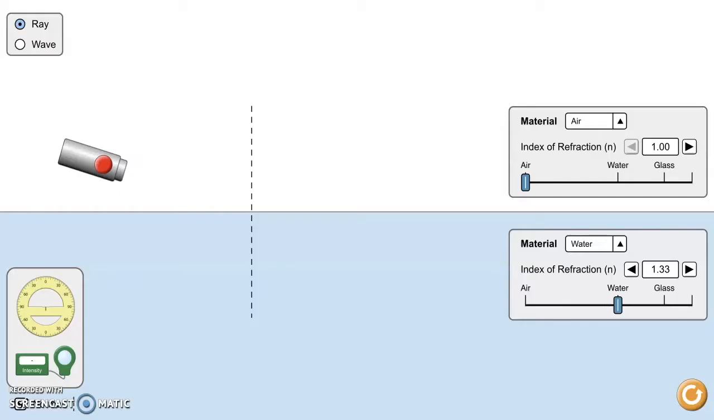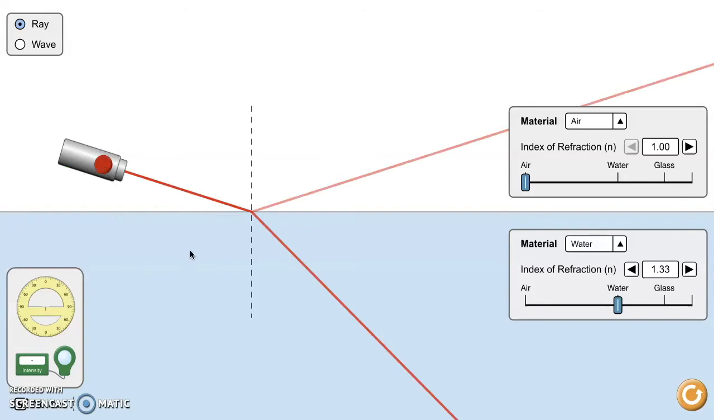Before we get going on the math, let's just remember what refraction is. Refraction is the change in light as it passes from one medium to another. So here we've got a laser shooting at the boundary between air and water. And notice that it doesn't continue in a straight line, it bends. So the direction of that light is changing as it's changing mediums. That's called refraction.